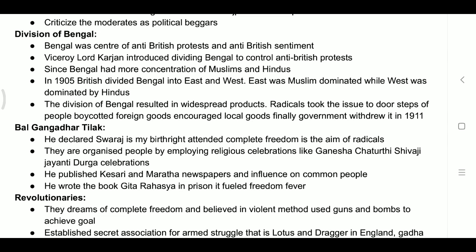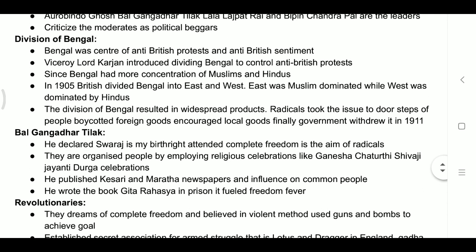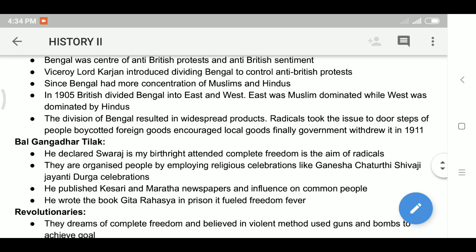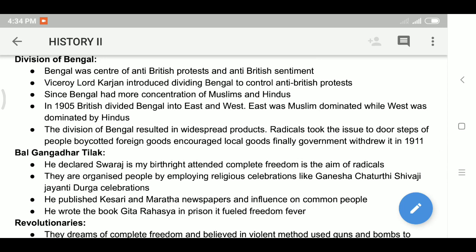Viceroy Lord Curzon introduced the division of Bengal to control anti-British protest. Since Bengal had a large concentration of Muslims and Hindus, he planned to divide it on the basis of religion. In 1905, Bengal was divided into East and West. The East was Muslim dominated, while the West was dominated by Hindus. It was totally a divide and rule policy in the 20th century, particularly in 1905.